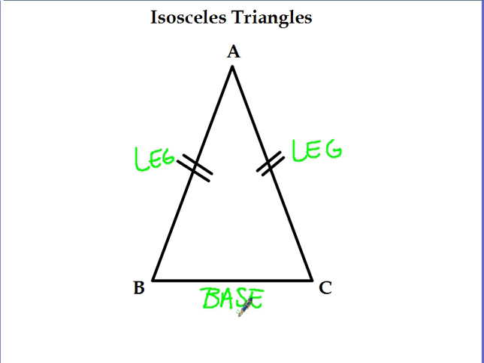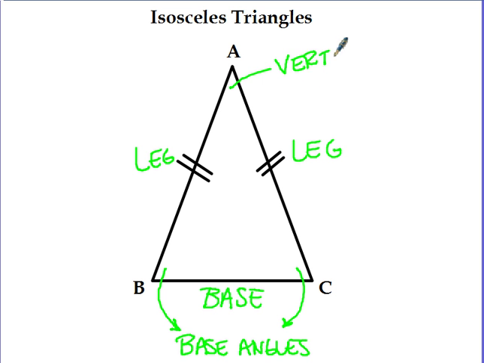And our angles get special names as well. These angles down here, B and C, those are called base angles. And your third angle, the one that's made by the two legs, that's called the vertex angle. Okay, so when you hear reference to any of these things in an isosceles triangle, that's what they're talking about. And they will be referenced a lot, so make sure you know the vocabulary.